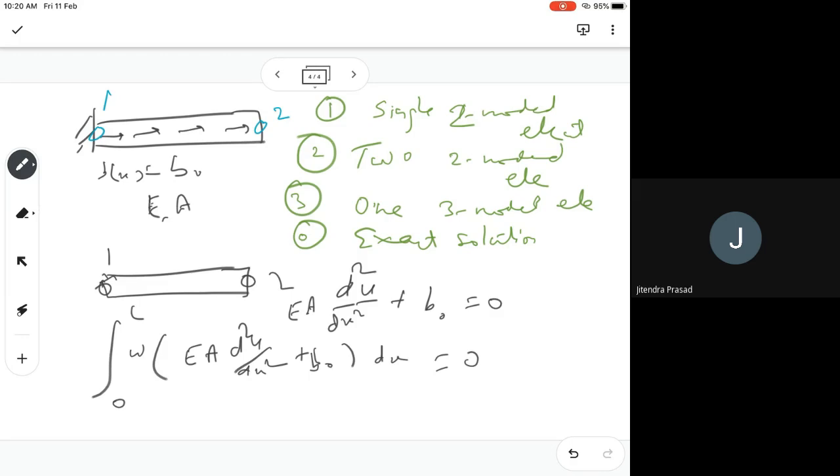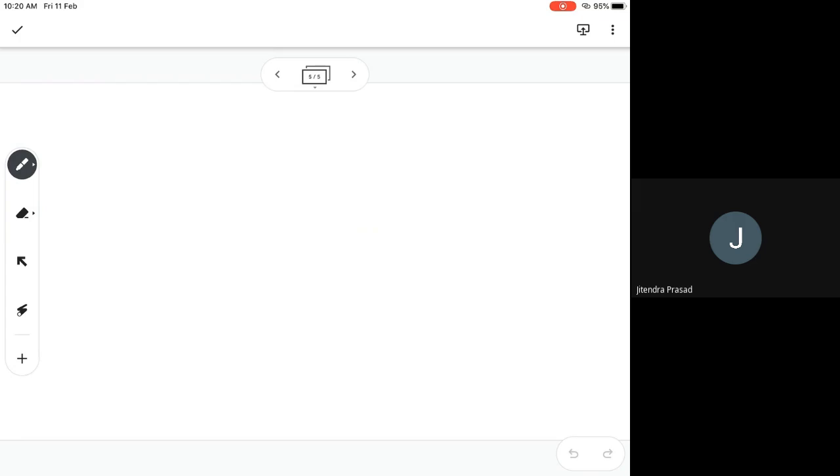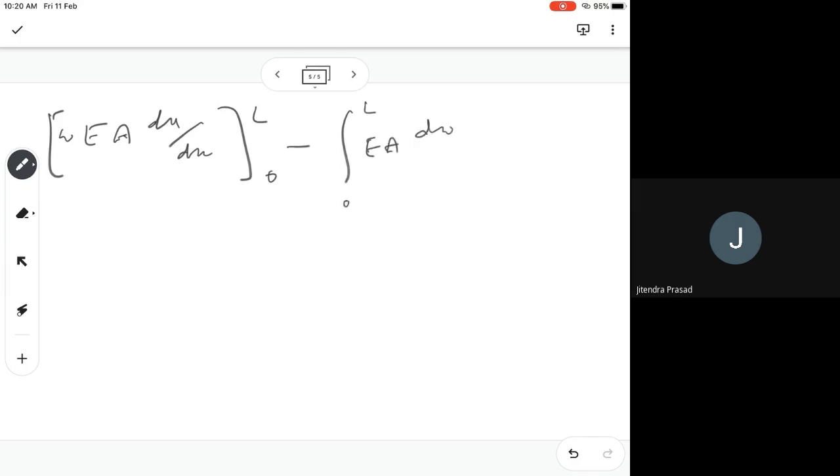If that is the case, finally what we will get is w EA du/dx evaluated from 0 to L, minus the integral from 0 to L of EA dw/dx du/dx, plus the integral from 0 to L of b naught w dx, equal to 0.